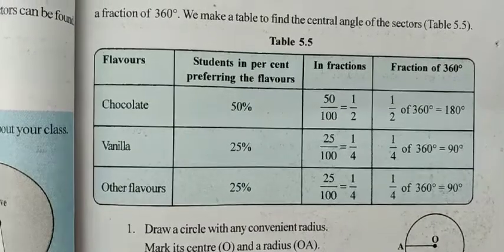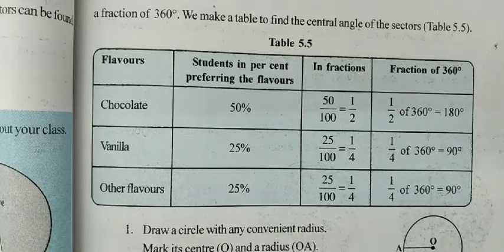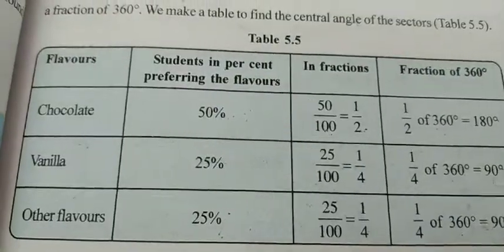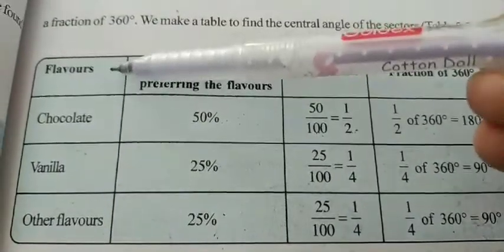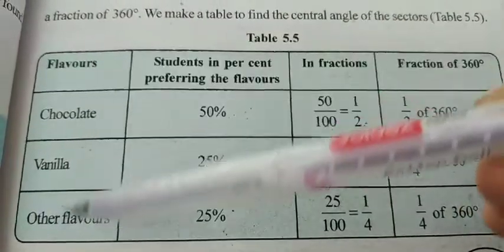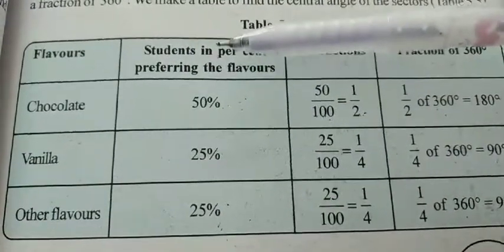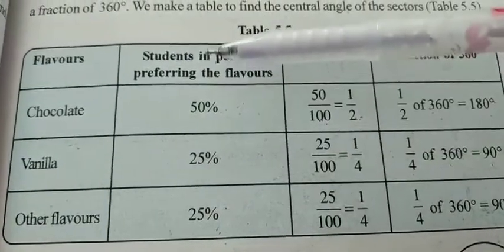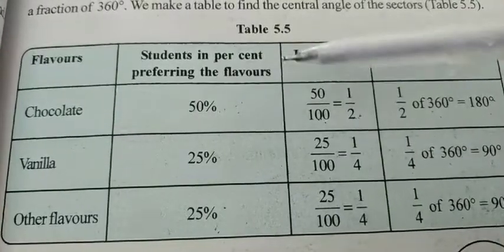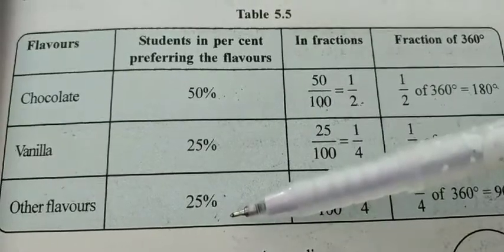Okay, so your table will consist of 4 columns. The first column will contain the qualitative measures of the entry: flavors, chocolate, vanilla, other flavors. Then the second one, from the given data itself, students in percentage preferring the flavors. The percentage is given, so you know the total percentage will be 100.